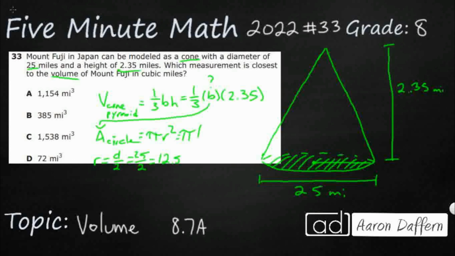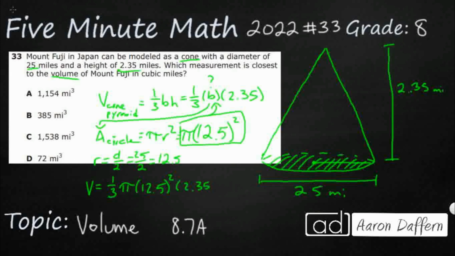So 12.5 and then squared. This is my base. So I need to take this and put it up there. My volume, I'm going to rewrite it right here, is 1/3 and then my base, which is pi times 12.5 squared. That's my base. And then my height, 2.35. That's a lot of multiplication.